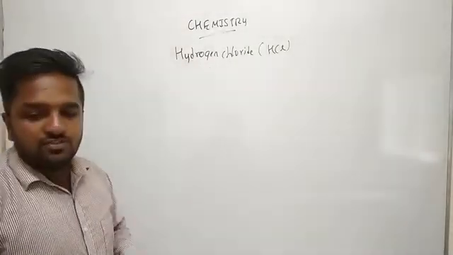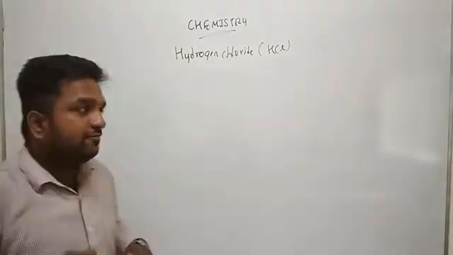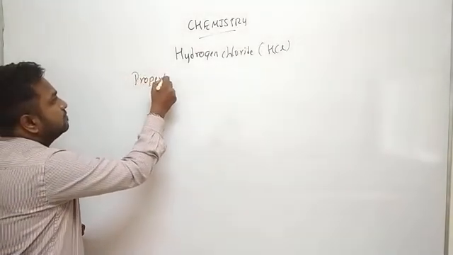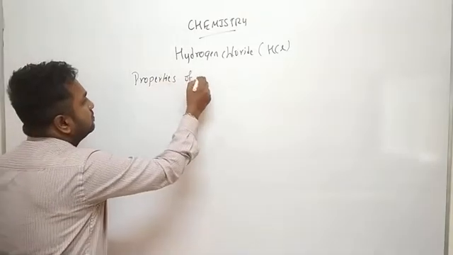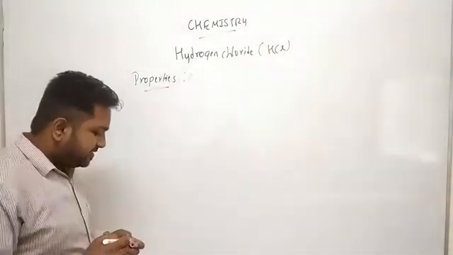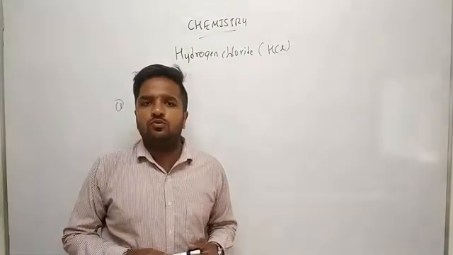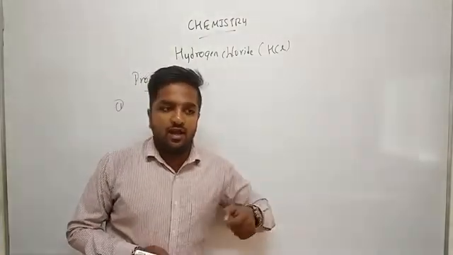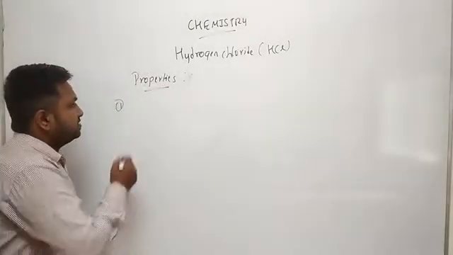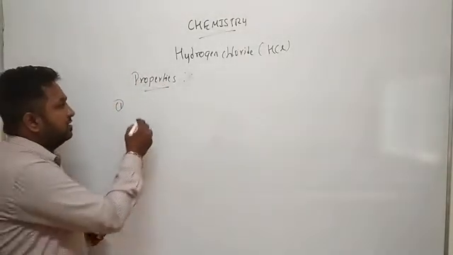So now let us look at the properties of hydrogen chloride. So properties means generally how this hydrogen chloride reacts with water and how this hydrogen chloride reacts with ammonia, NH3. Let us look at the reaction with water.